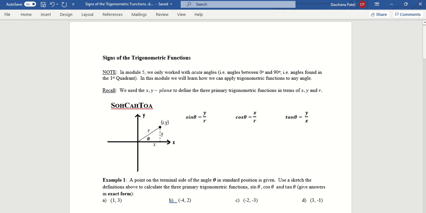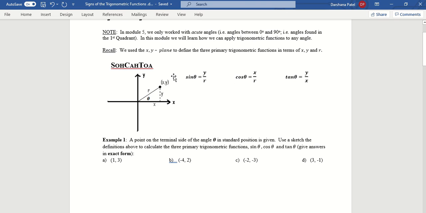Signs of the trigonometric functions. In the previous module, module 5, we only worked with acute angles, meaning angles between 0 and 90 degrees, which are found in quadrant 1. In this module, we will learn how we can apply trigonometric functions to any angle.